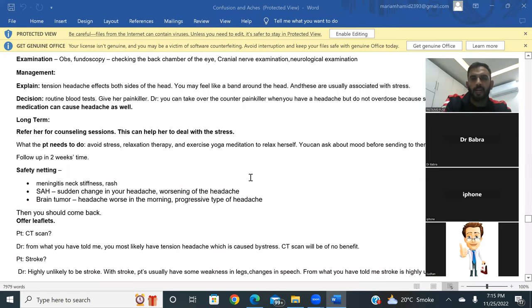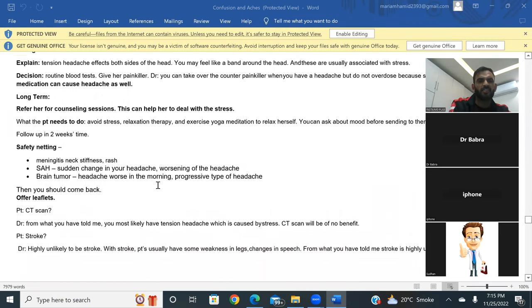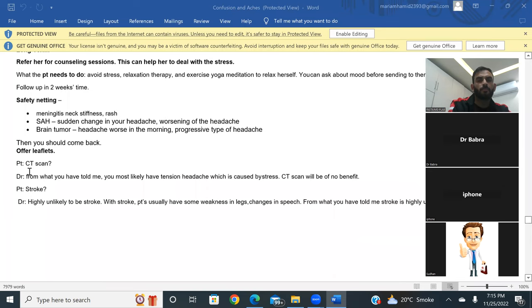Now we come again. The safety netting is the same. We will be doing the safety netting, meningitis, next brain tumor. And this is the easy scenario. Patient will ask, CT scan is necessary. You will be saying, no, your CT scan is not necessary because you are having tension headache. Don't need to worry. Because in this scenario, there could be a query that patient is thinking that he's having brain tumor. He's having constant headache and that is augmenting his tension. So what you need to ask? You need to ask about, in ICE, you need to ask what is his brain tumor.